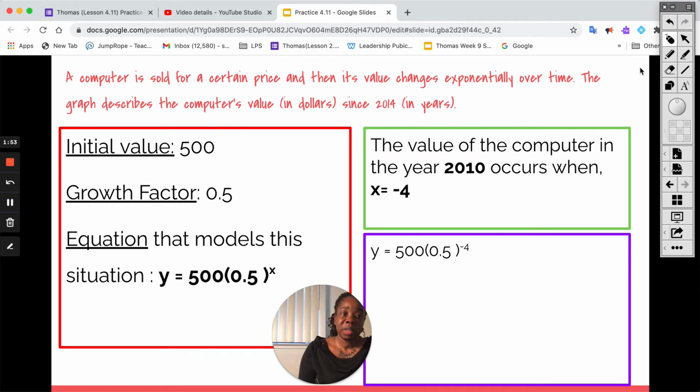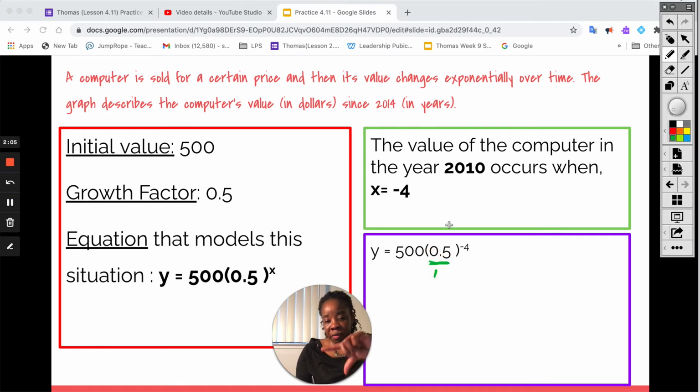What do negative exponents mean? As we have been saying before, a negative exponent is a reciprocal of a number, where we're going to do the inverse, or we're flipping it. So this 0.5 is the same as 0.5 over 1, which then becomes 1 divided by 0.5. And when you do that, you take a calculator and divide 1 by 0.5, that's going to be equal to 2. So this is raised to the positive power. This is the same as 2 raised to the 4th power.